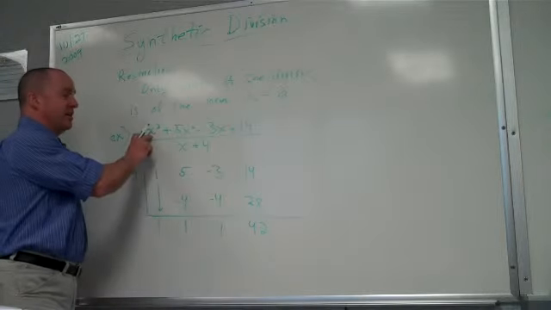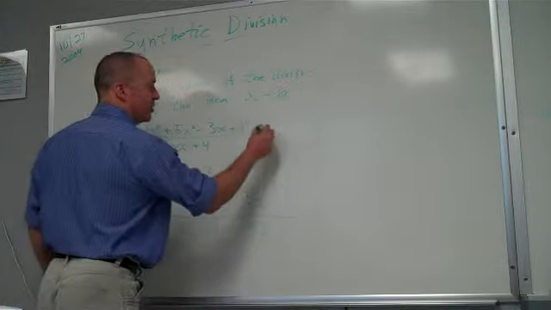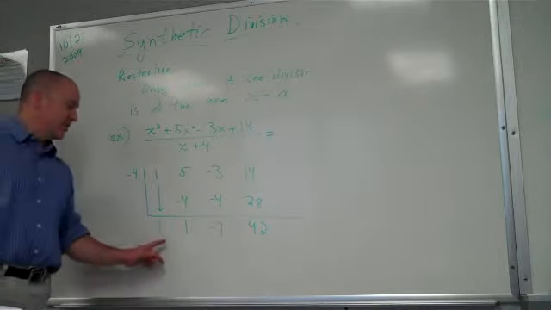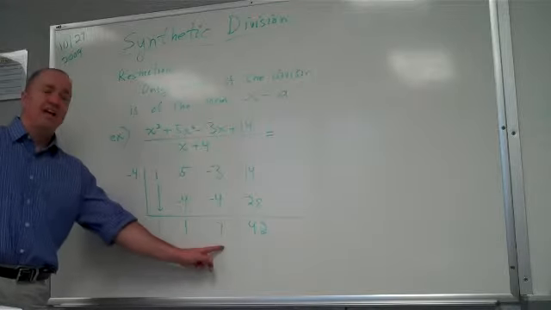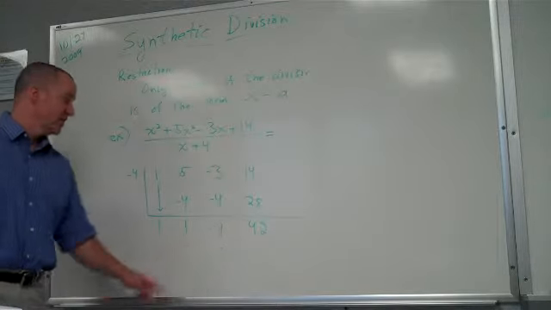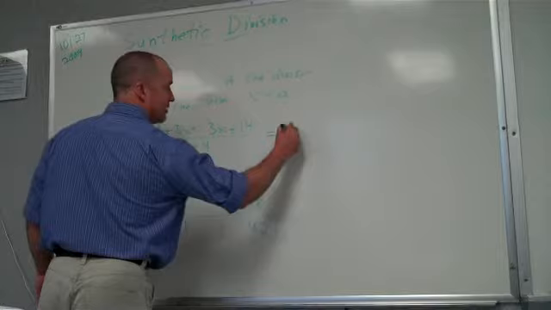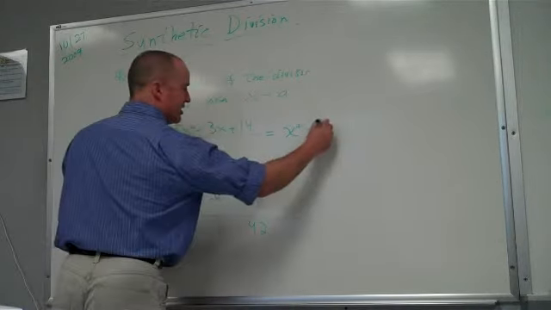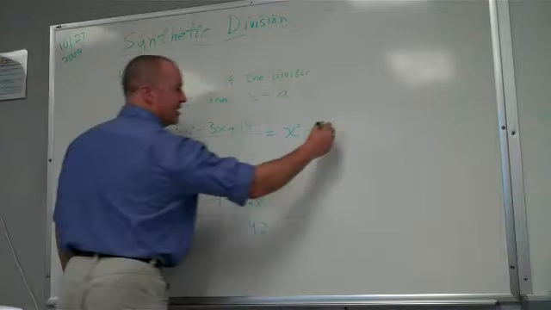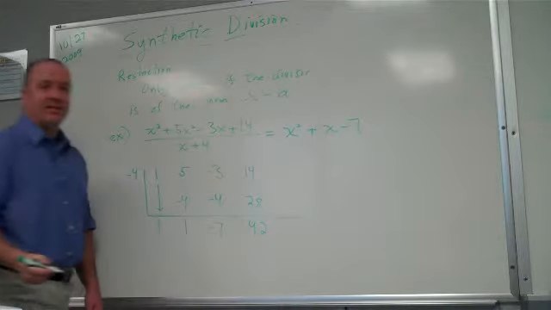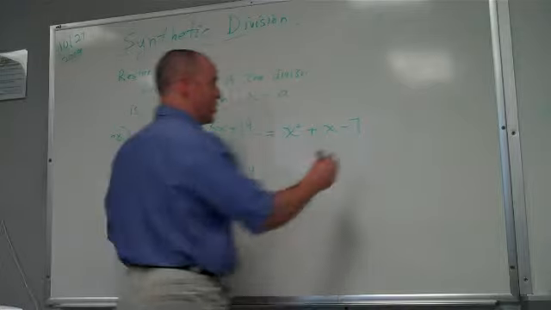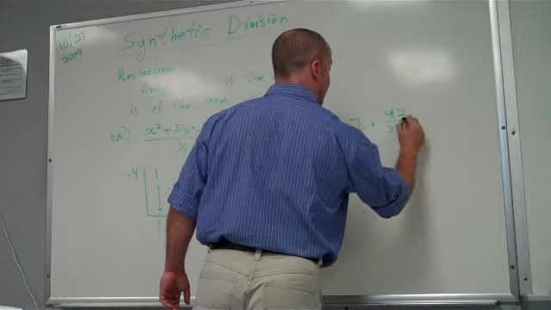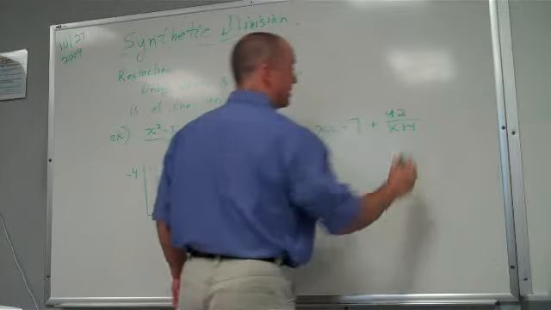This was x cubed, so my answer will begin with some sort of x squared. What sort of x squared? The sort of x squared that has these as the coefficients of its terms. So my answer is 1x squared from this one plus 1x from this one minus 7. And then I have my remainder of 42, so that's plus 42 over x plus 4.